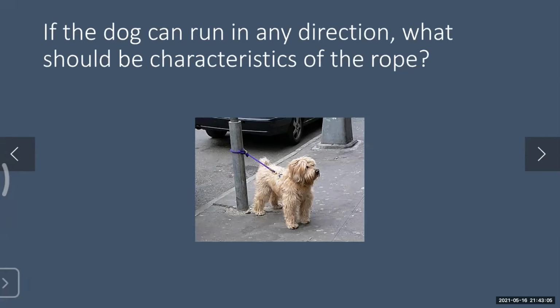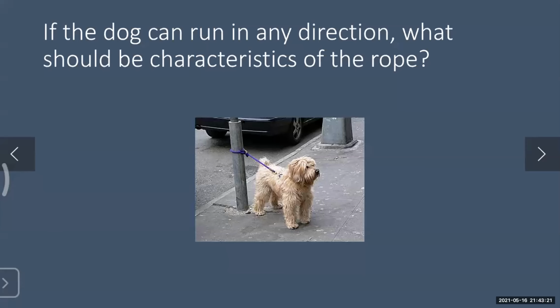Now the question is, if we want the dog to be able to run in any direction, then what should be the characteristic of the rope? The rope should be free at the other end. The rope should not be tied. Then only can the dog move in any direction.